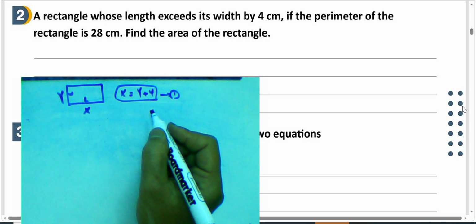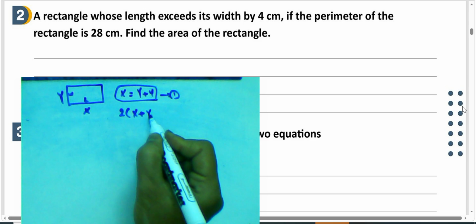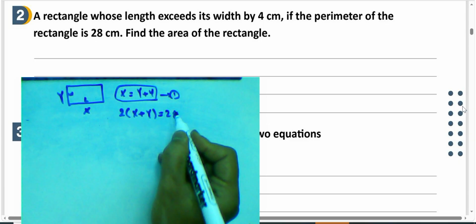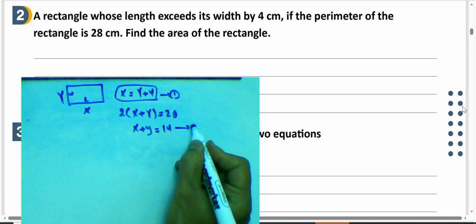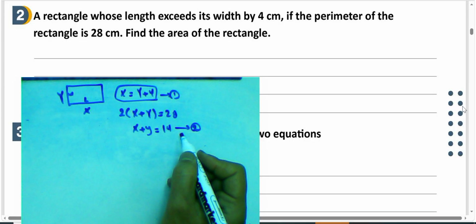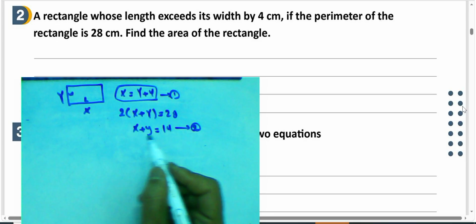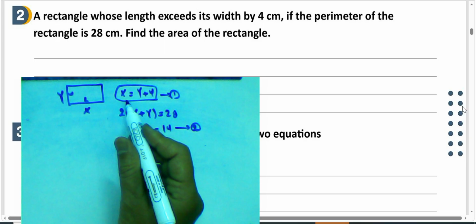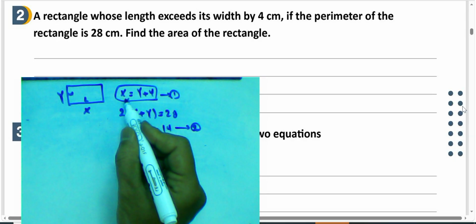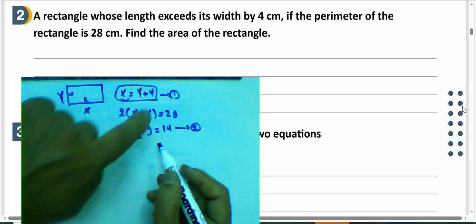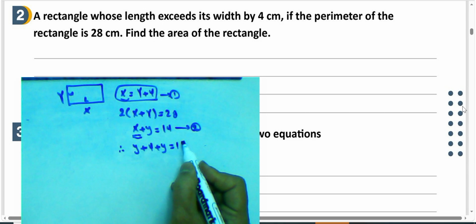And second, they tell me the perimeter is 28. The perimeter, the sum of length and width, equals 28 divided by 2. Then x plus y equals 14. This is relation number 2. Okay, we have x equals y plus 4 and x plus y equals 14. We can solve the two equations together. Put the value of x equal y plus 4 in the second equation. Then cancel x and write y plus 4 plus y equivalent to 14.